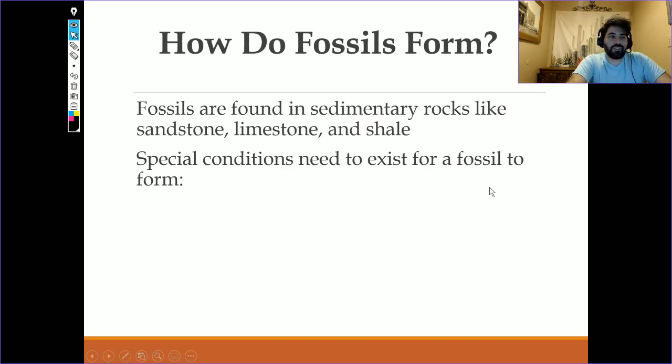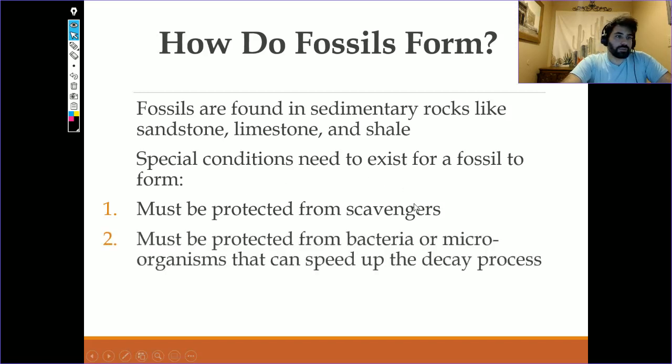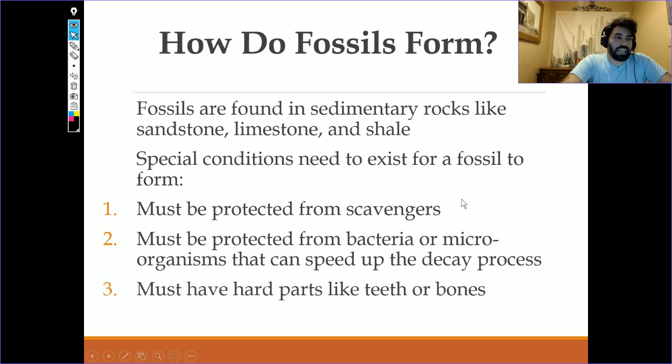Only a very select few things become fossils, and that's because you need very special conditions in order to become a fossil. Number one, you need to be protected from scavengers. So if you die and things eat you up and clean up your bones, you will not become a fossil. You must be protected from bacteria or microorganisms. Well, those are things that eat up your dead body, right? So still scavengers. You've got to be protected from getting eaten. Number three, you must have hard parts like teeth and bones.